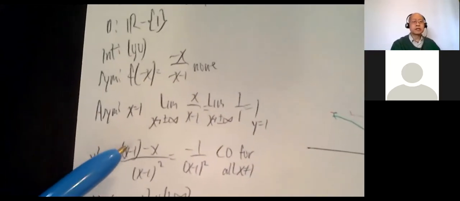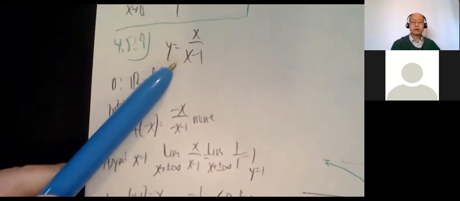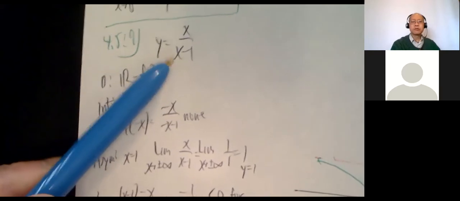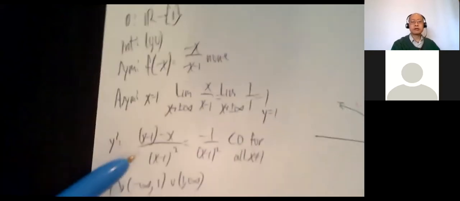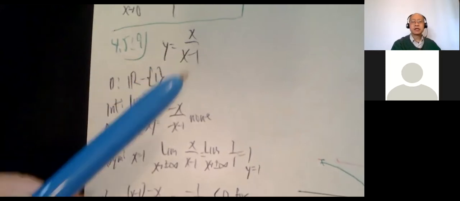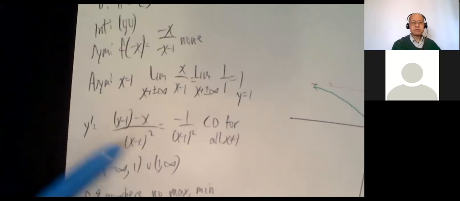All right, so the calculus stuff. Do your first and second derivatives. So that looks like a quotient rule. So y prime is the bottom, x minus 1, times the derivative of the top, which is 1, so I don't have to put anything, minus the top, x, times the derivative of the bottom, which is also 1, all over x minus 1 squared.